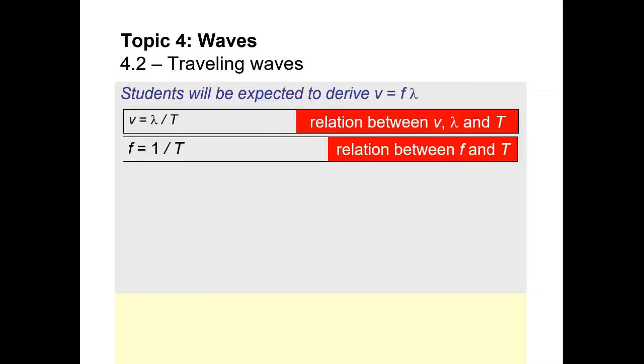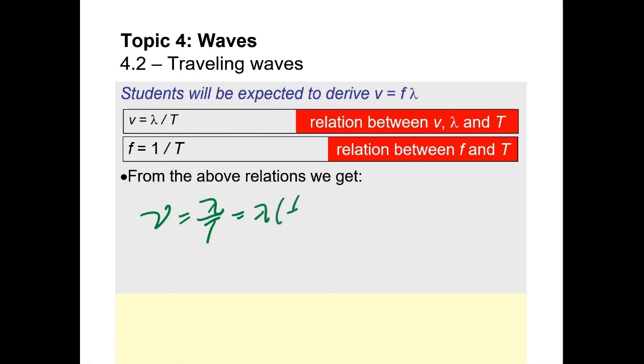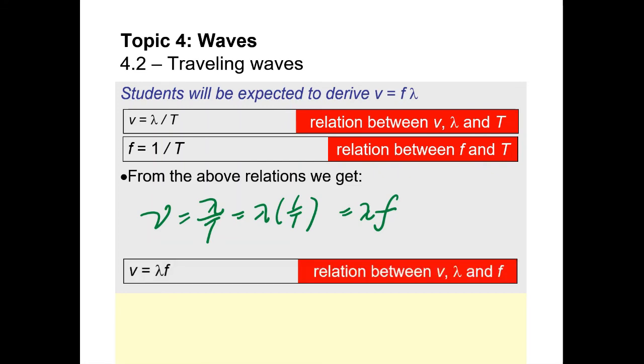We have these two equations. We're going to use them to derive that wave speed equals frequency times wavelength. So wave speed equals wavelength over period, and we can rearrange: wavelength times 1 over period, and 1 over period is the frequency. That's proven.